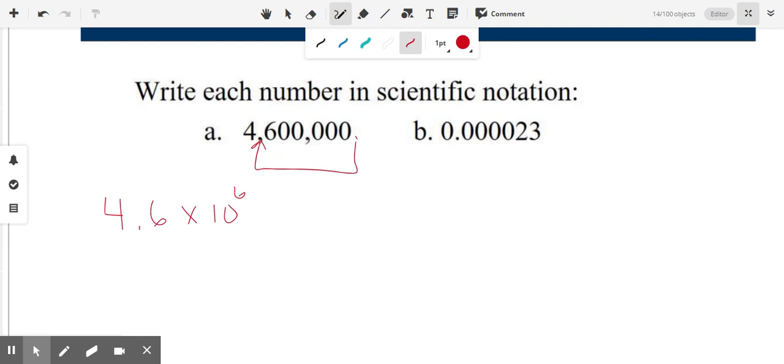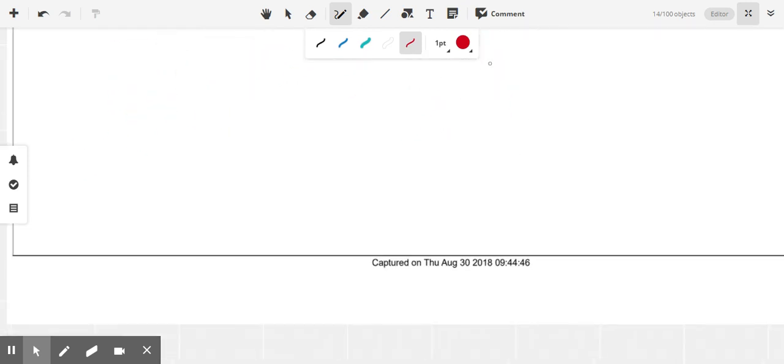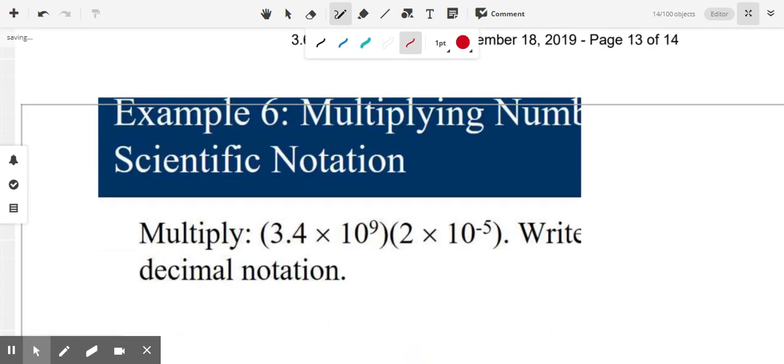This one, it's a decimal. So I've got to get that decimal moved over to where there's 1 non-zero number to the left of it, which means this is going to be 2.3. Now, how many spots did I move that decimal? I moved it 1, 2, 3, 4, 5 spots. And remember, that's coming from a decimal. So that's going to be 2.3 times 10 to the negative 5th. All right, so not very difficult. Y'all been doing that for a while.